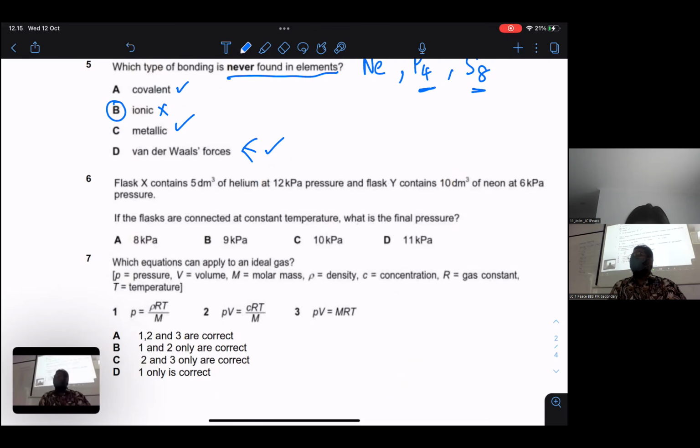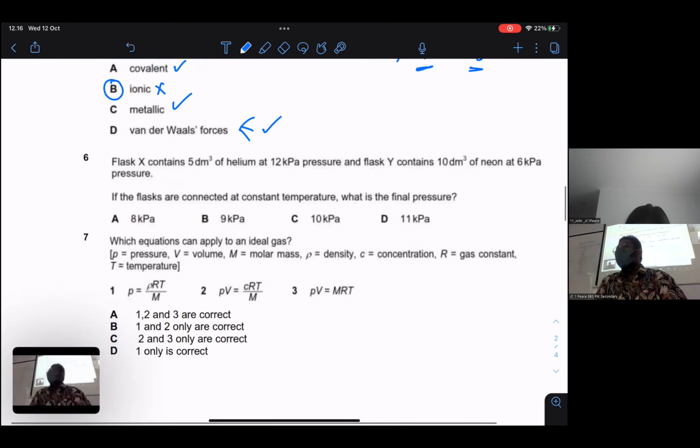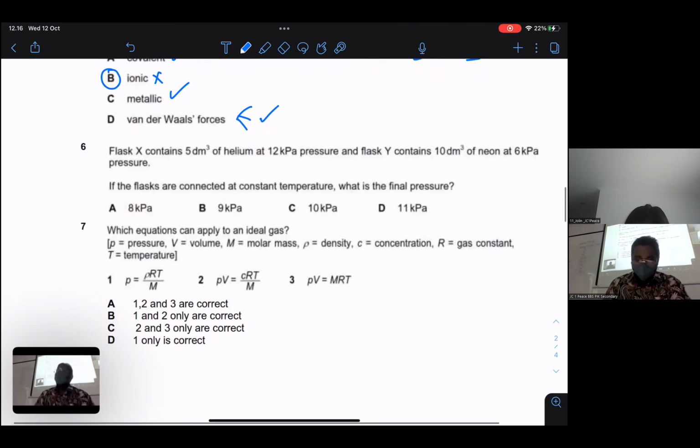Now, I will continue with this. Whoever needs to leave, you can leave. No, I'm not going to hold you over here. So thank you, everyone. If you need to leave, you can leave.